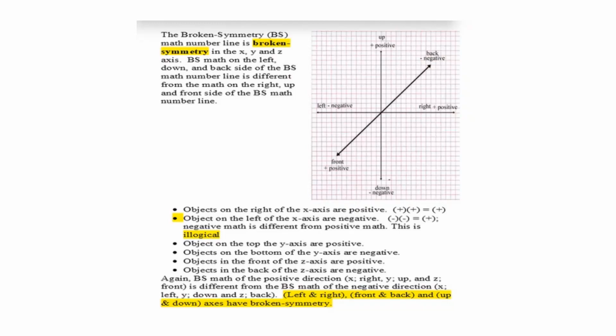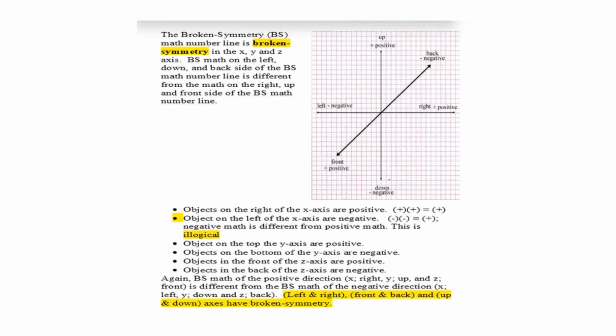The BS math number line is broken symmetry in the X, Y, and Z axis. BS math on the left, down, and back side of the BS math number line is different from the math on the right, up, and front side of the BS math number line. Objects on the right of the x-axis are positive. Objects on the left of the x-axis are negative. Negative math is different from positive math.